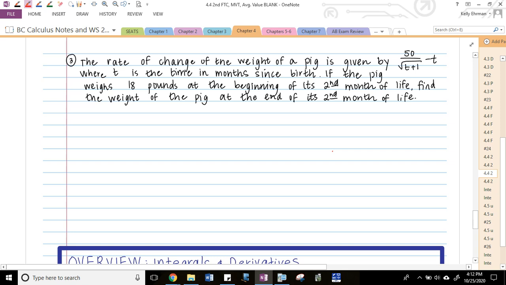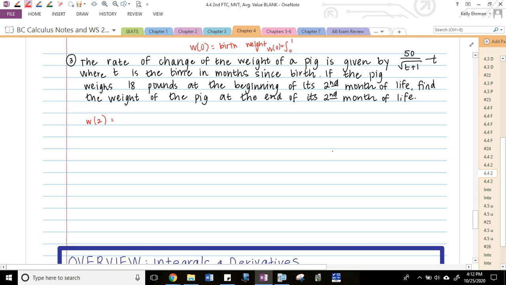Okay, so the beginning of its second month is, let's go back here. W of 0 is birth, right? Birth weight. So during its first month, your integral will be 0 to 1. That's during its first month, right? It'd be whatever its birth weight was plus the first month of growth. So we want the end of its second. So we want W of 2.